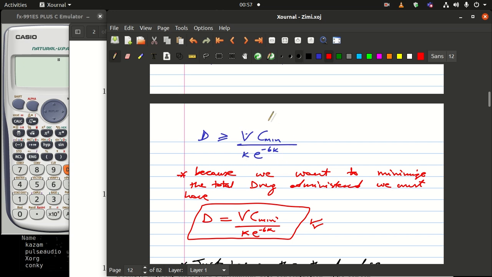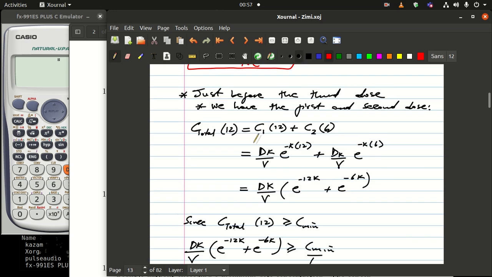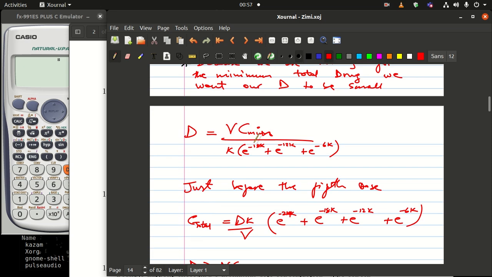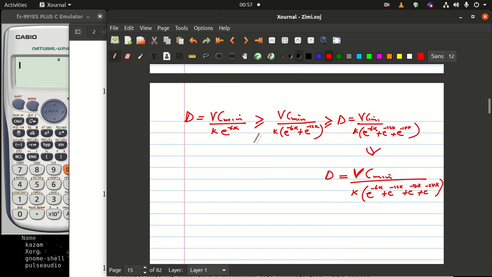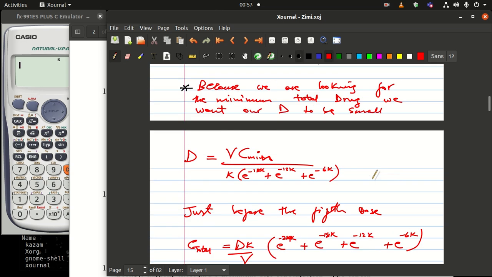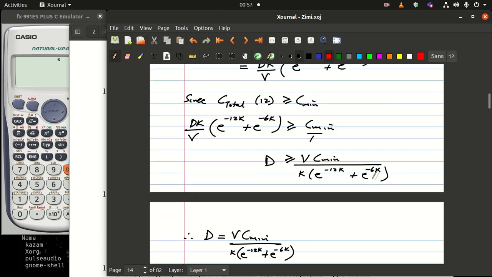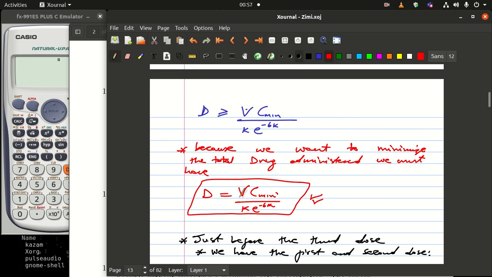So once this one is satisfied, then all the others will be satisfied according to this equation here. All of them will be satisfied. So once we have our D equal to this point here, we are fine.